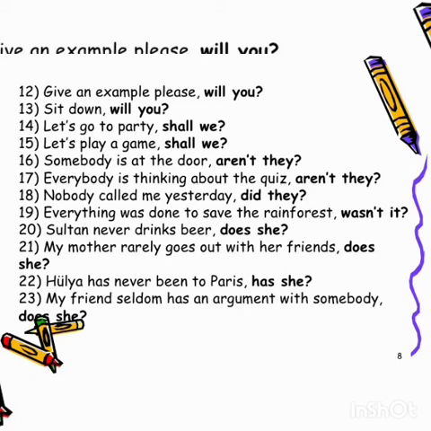Somebody is at the door. For certain words, somebody, everybody, etc., the tag ends with they. So here the auxiliary is, the plural is are. This statement is positive, so the answer will be negative. So aren't they? Everybody is thinking about the quiz, aren't they?